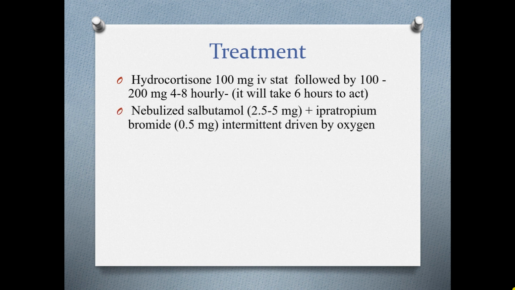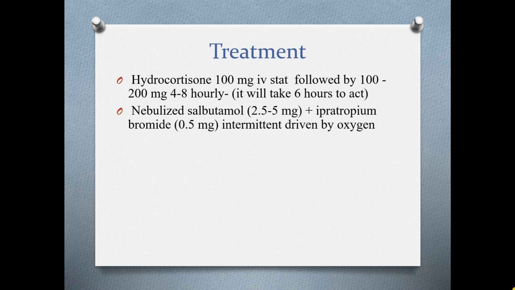Secondly, you give nebulized salbutamol in the dose of 2.5 to 5 mg in combination with ipratropium bromide 0.5 mg, which is given along with intermittent driven oxygen. Here the patient is in a severe respiratory stress condition. He cannot coordinate or he cannot breathe by himself. If the patient is not breathing at all, how can we advise the patient to take a metered dose inhaler and coordinate its administration? The patient may be unconscious at this stage, so better you give a nebulizer.